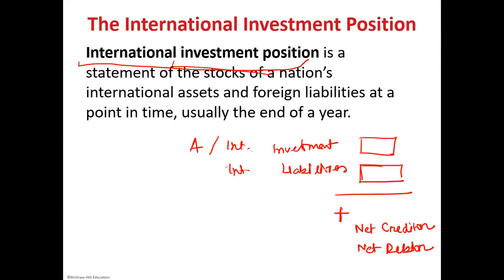You can connect with our previous lecture. We mentioned something called net lender and net borrower. So you should see that the country is a net creditor. Okay.